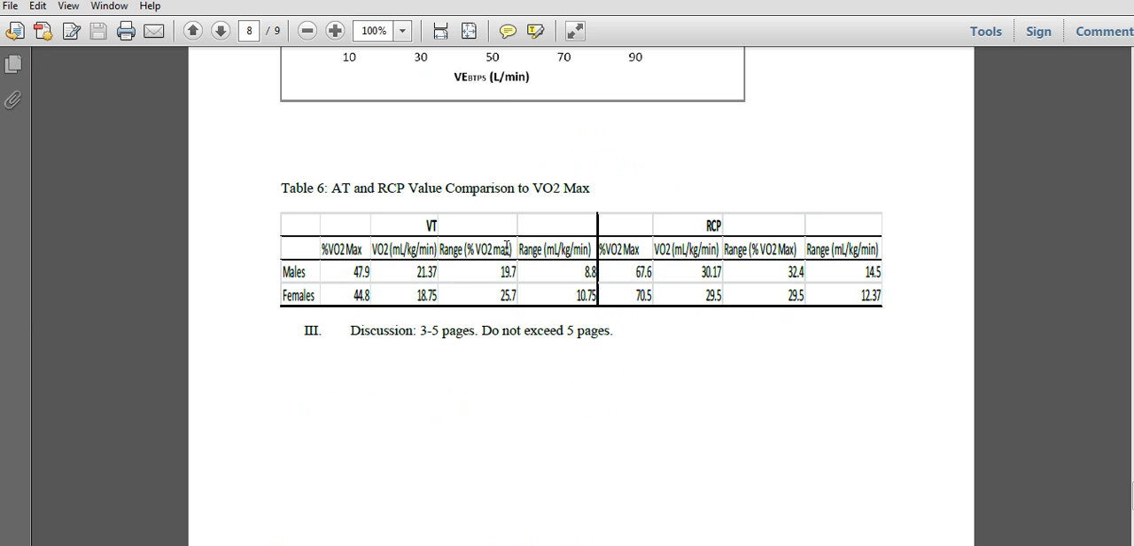Table 6, you can go ahead and disregard. You don't need table 6. You can take that out of your lab report.